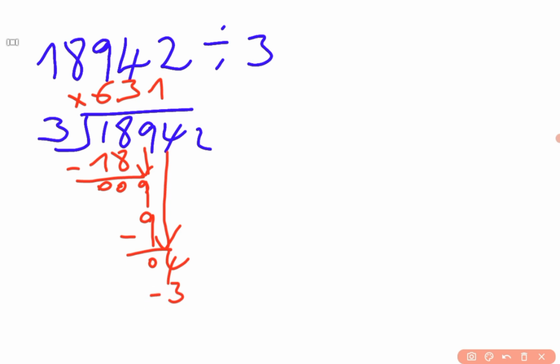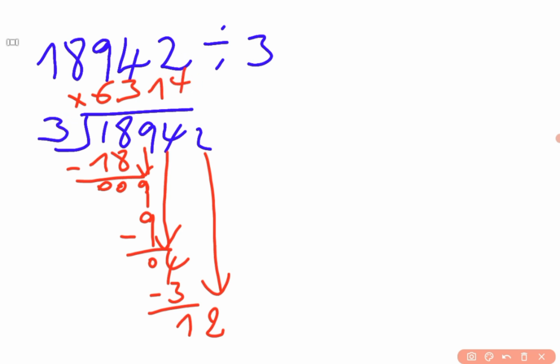3. So subtract, you have 4, take away 3, which is 1. Now bring down 2, which is the last digit. Now when you bring down 2, you have 12 here. 12 divided by this 3. When you do 12 divided by 3, you have 4.